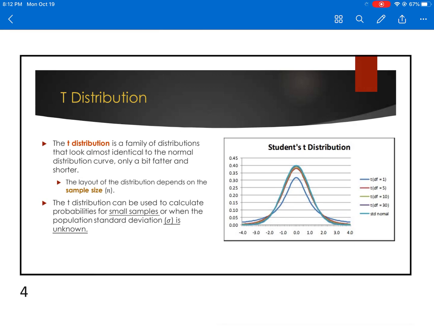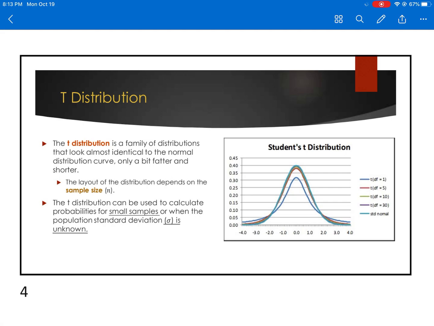Okay, so t-distribution. The t-distribution is a family of distributions that look almost identical to the normal distribution curve, only a bit fatter and shorter. The layout of the distribution depends on the sample size. For sample size, we use the variable n. An example of a sample size would be if I wanted to collect data at a high school, there were 1,000 students, my sample size would be n equals 1,000.